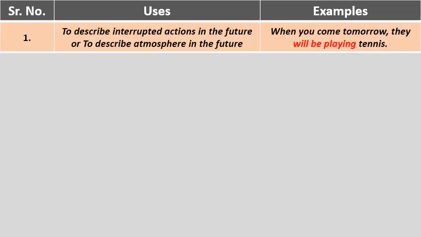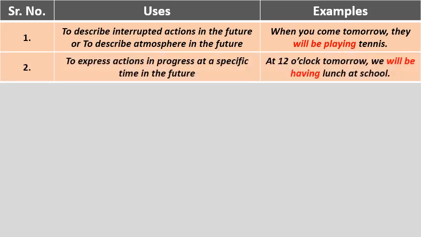Let's see the uses of future continuous tense with examples. Number 1. It is used to describe interrupted actions in the future or to describe atmosphere in the future. Or we can say it is used to talk about something that will be going on at a particular time or over a particular period in the future. For example, when you come tomorrow, they will be playing tennis. Number 2. It is used to express actions in the progress at a specific time in the future. For example, at 12 o'clock tomorrow, we will be having lunch at school.